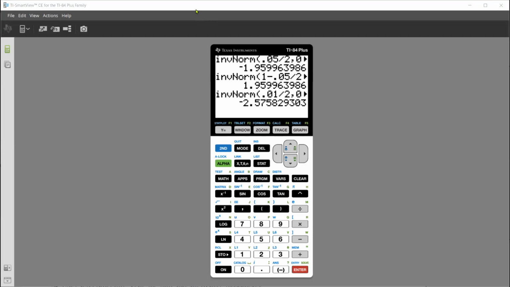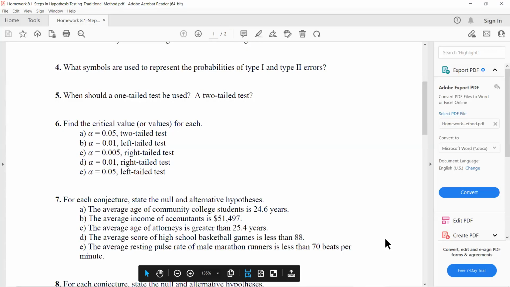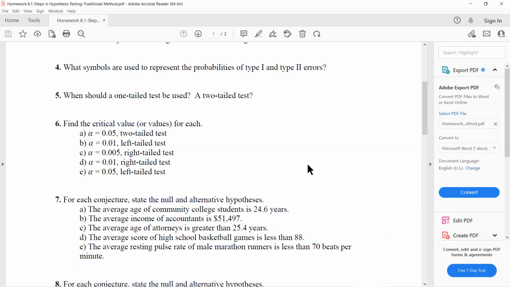Next question says, part C, alpha equals 0.005 right tail, 0.005 right tail. So here we have, here's my, now I'm over here in the right tail, okay? And this area here is 0.005.